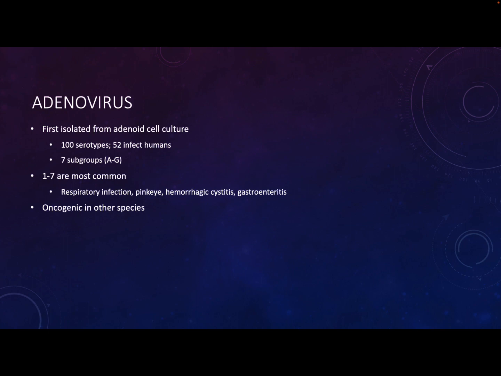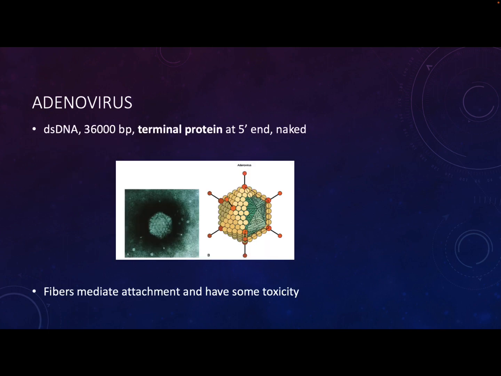In other species, adenoviruses are known to be oncogenic. I don't want to say it's not possible, but there are no known adenoviruses that infect humans that cause cancer. But in other species, some of these adenoviruses can be oncogenic. They are double-stranded DNA viruses. So we're going to go with the DNA, the genetic material. So right now we're in DNA, so these are all going to be DNA viruses for a while. Double-stranded DNA viruses, they are naked.